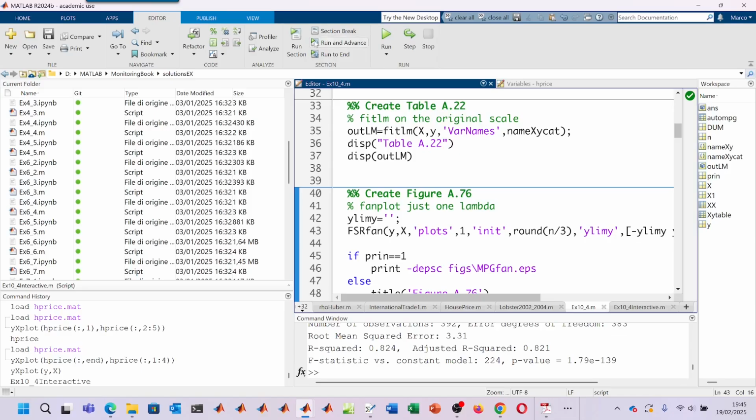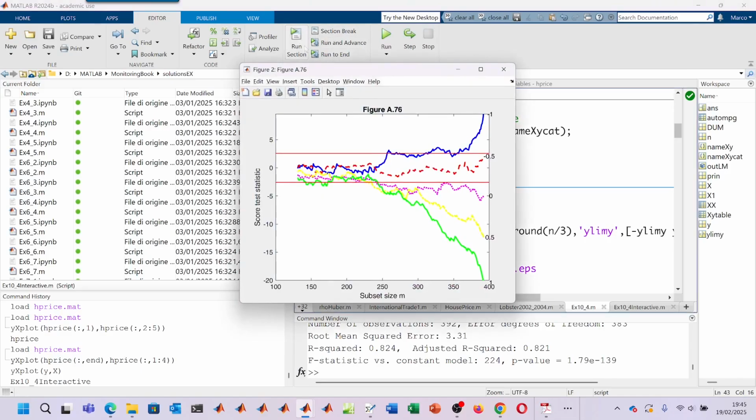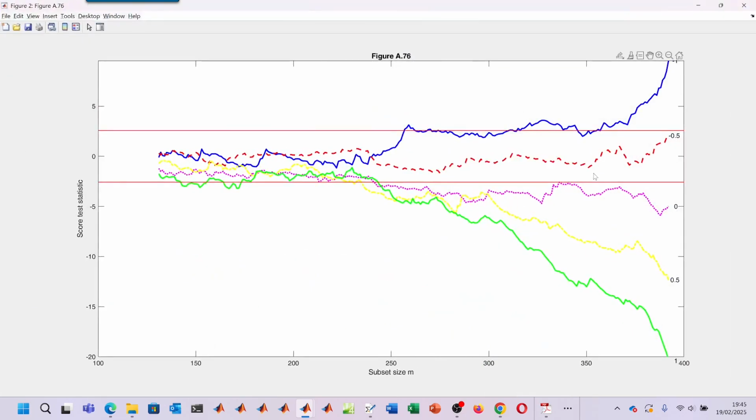Now we check whether the data have to be transformed. Given that y is just positive, this makes very much sense. Figure 8.76 shows the fan plot. The message from this figure is very clear. The trajectory for lambda equal to minus 0.5 is always inside the bands. Actually, maybe when the last units enter the search, it approaches the upper bands, but the trajectory is always inside.